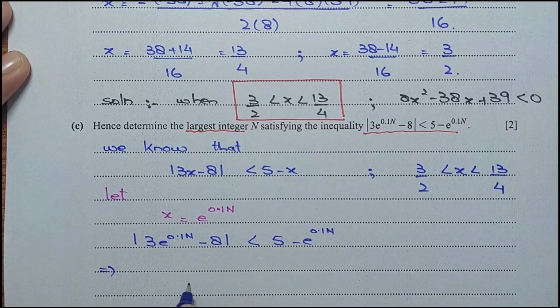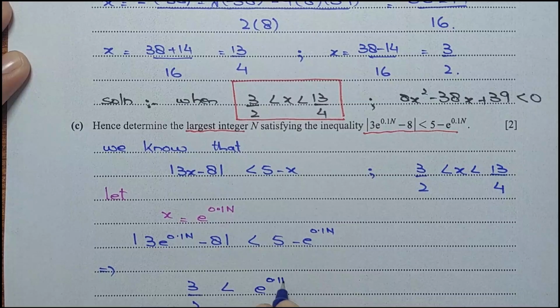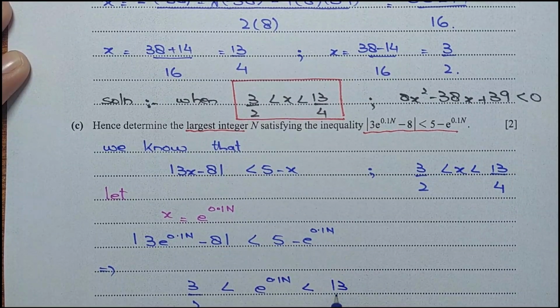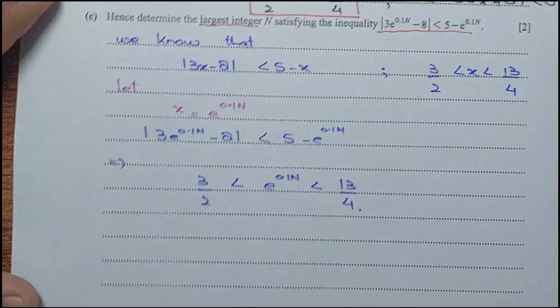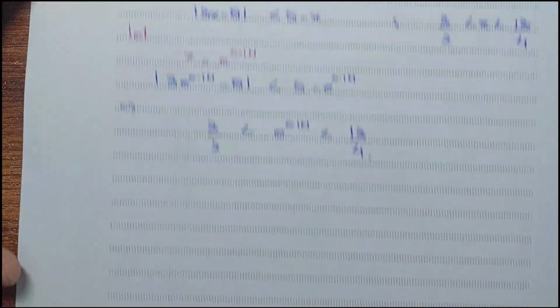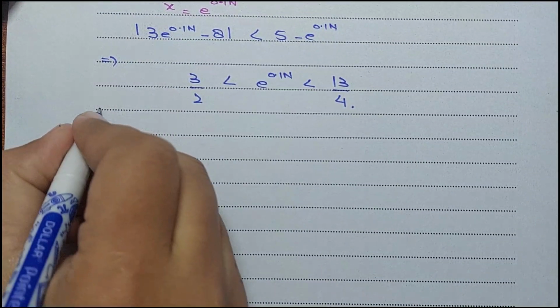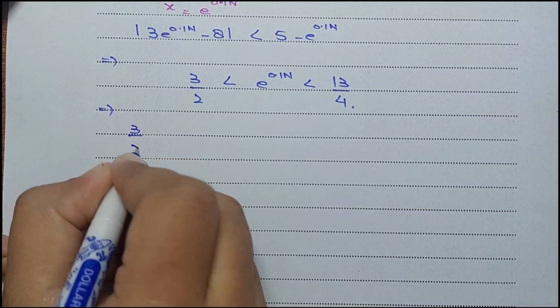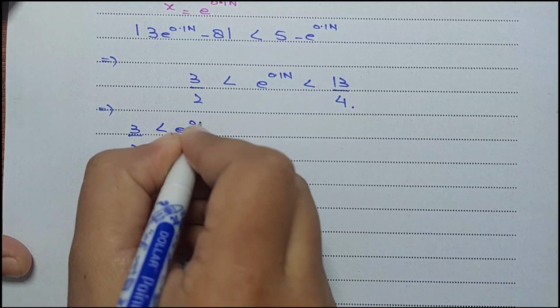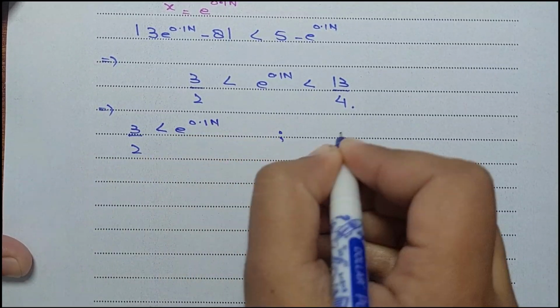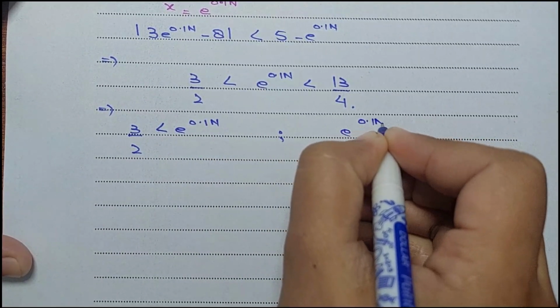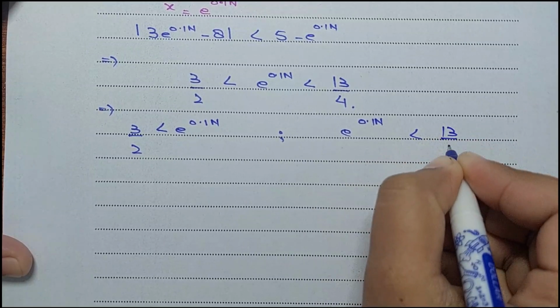So what is its solution? 3/2 is less than e^(0.1n), which is less than 13/4. Okay, now we need to determine the largest integer, right? Just one integer. So here we have two solutions: 3/2 is less than e^(0.1n), and e^(0.1n) should be less than 13/4.